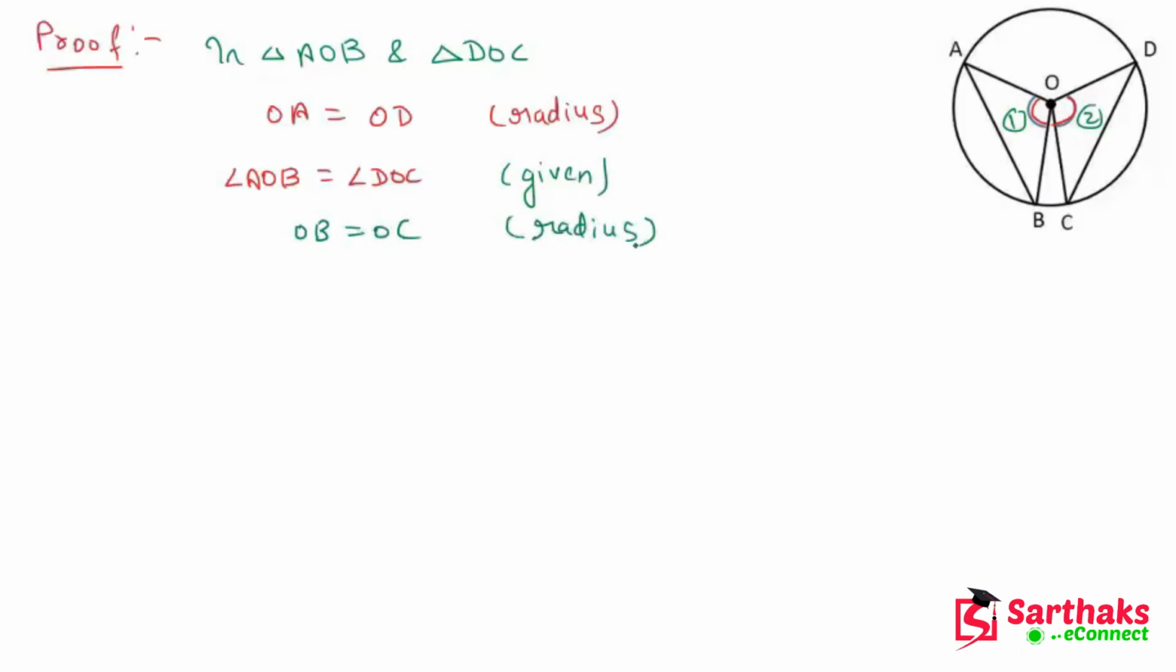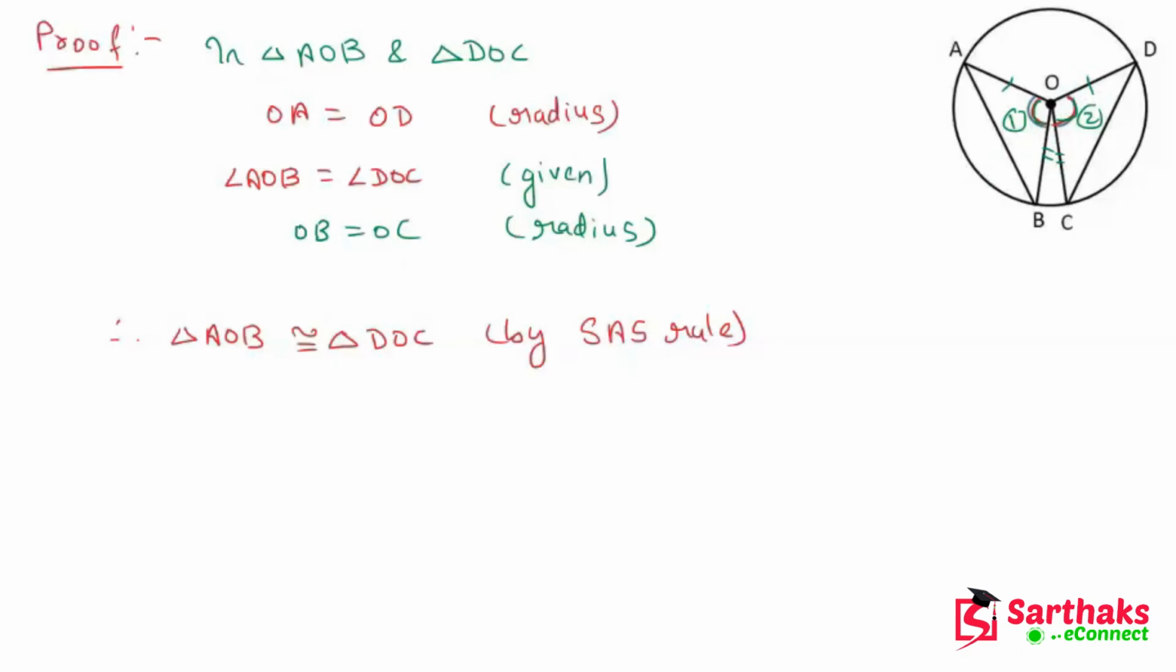So here we can say that these two triangles are congruent. Triangle AOB is congruent to triangle DOC by the side angle side rule. Here you can see one side, the included angle and the other side.